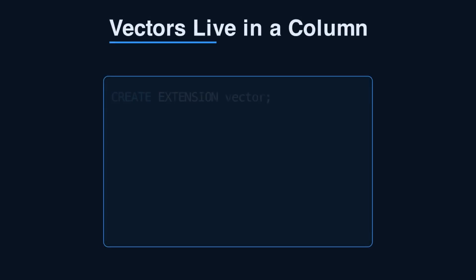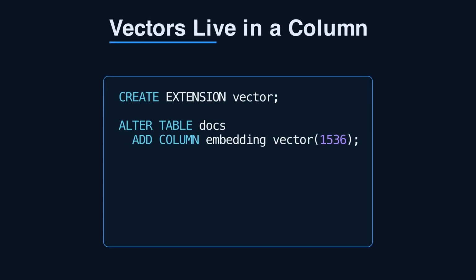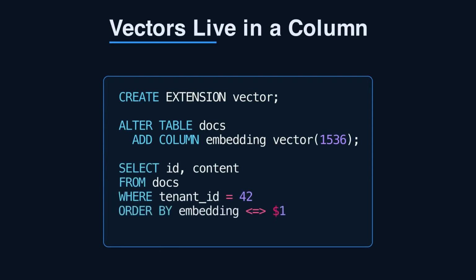Start with PageVector. The extension is literally named vector. You add an embedding column typed as vector with your model's dimensions. Then you query nearest neighbors with distance operators. L2 distance uses the arrows operator. Cosine distance uses the equals arrows operator. Inner product uses the hash arrow operator.